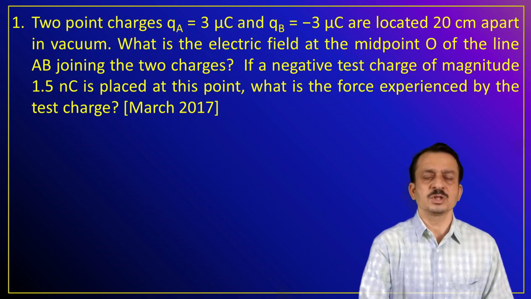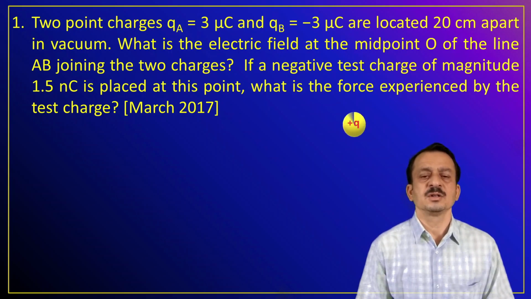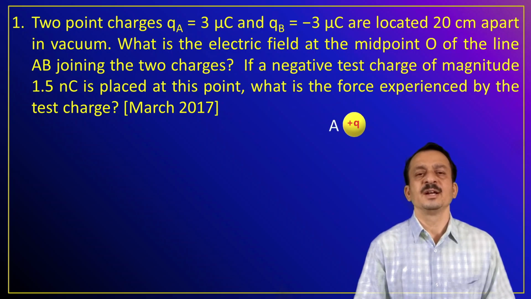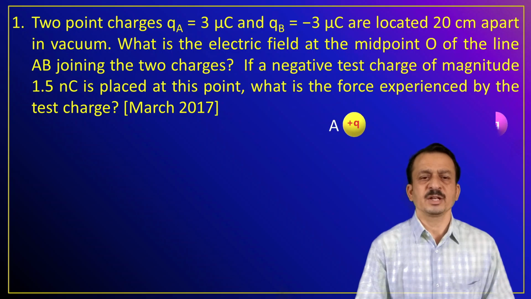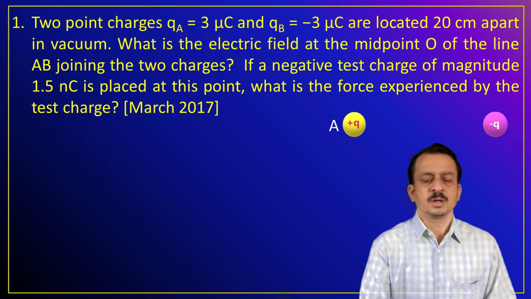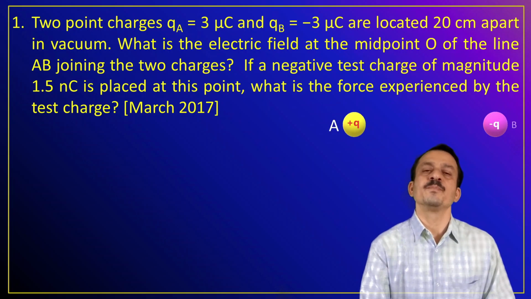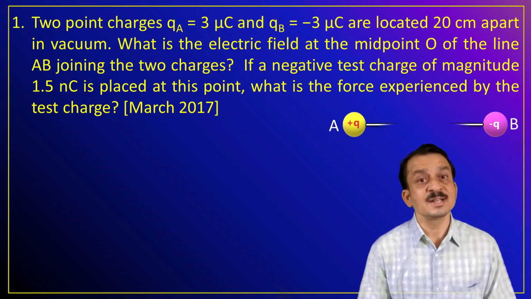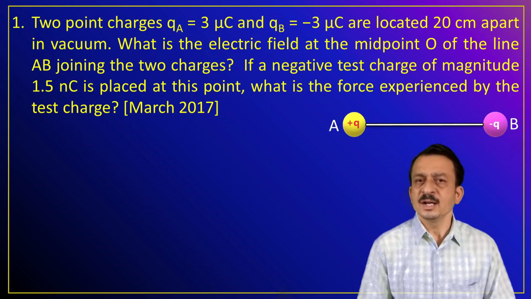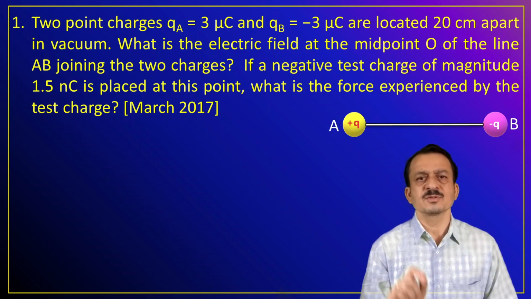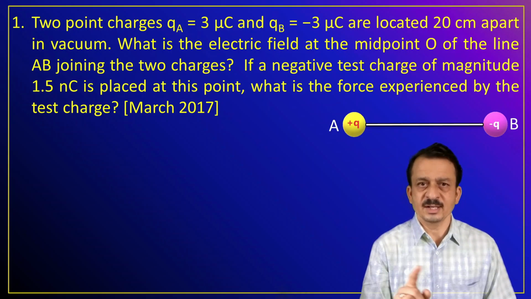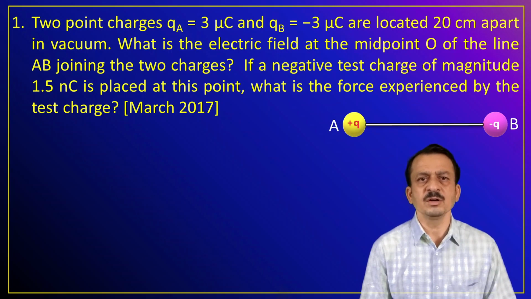Here they have given two charges. Charge plus Q is at the point A, and the other charge minus Q, that is minus 3 microcoulomb, is at B. They are separated by a distance of 20 centimeter. Look here, the distance of separation is in centimeter, and we have to convert it into meter while calculating.